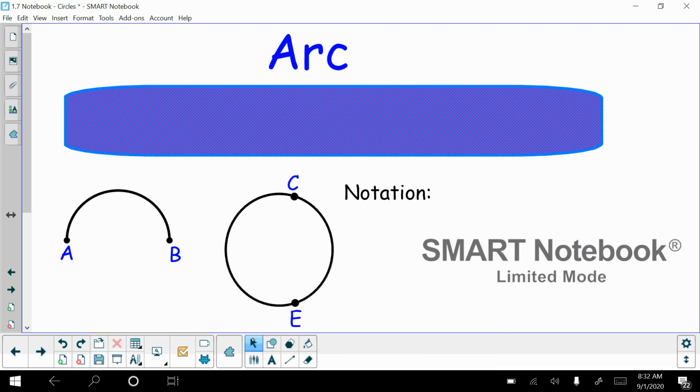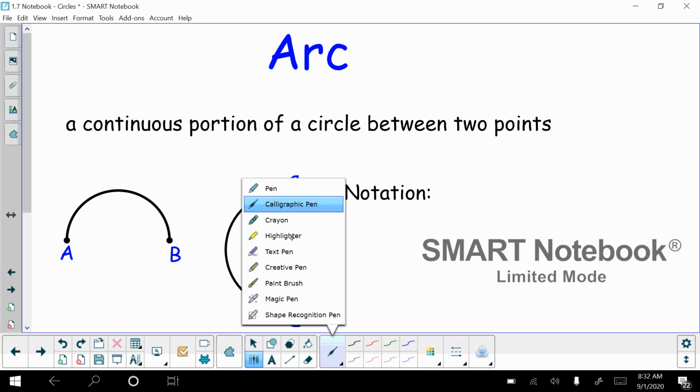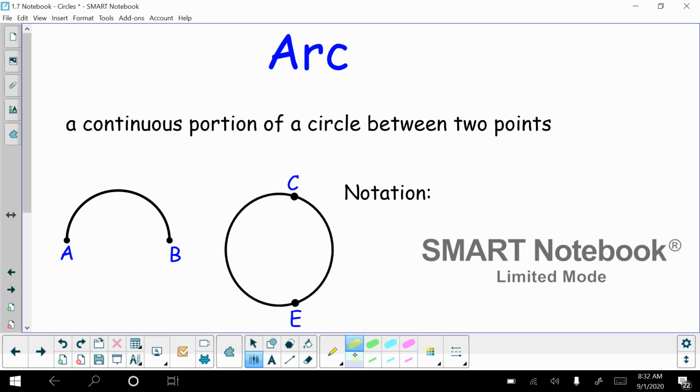Arc. Okay, an arc is a continuous portion of a circle between 2 points. So you can see it on a full circle, or it doesn't necessarily have to be a full circle. So we have an arc right here.